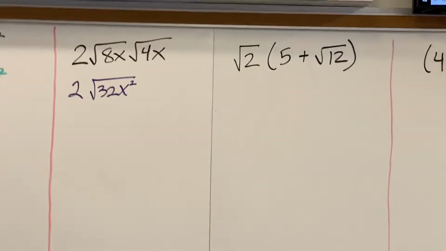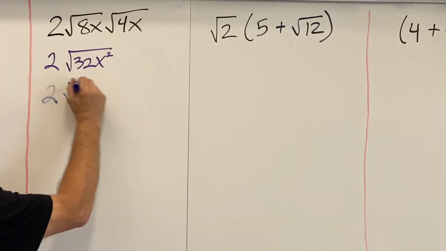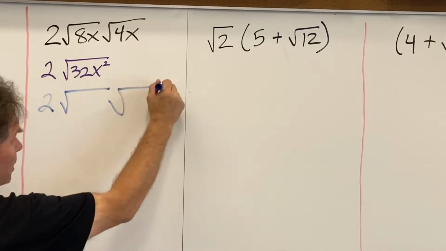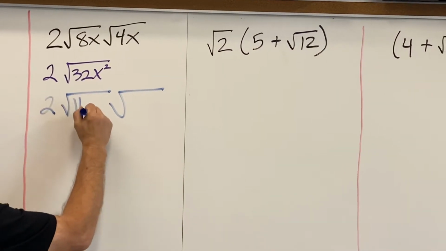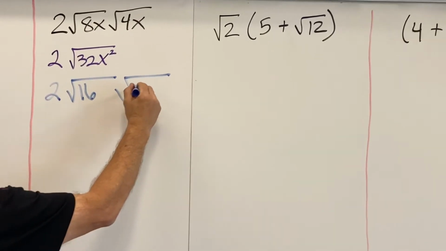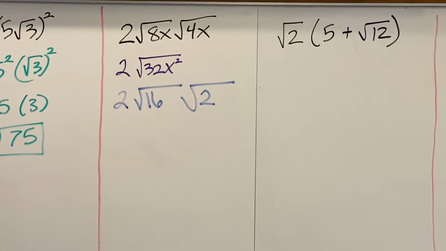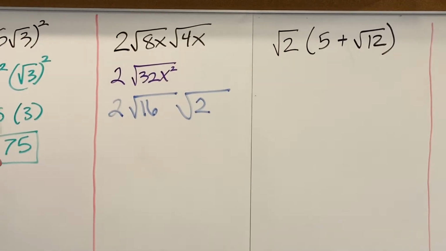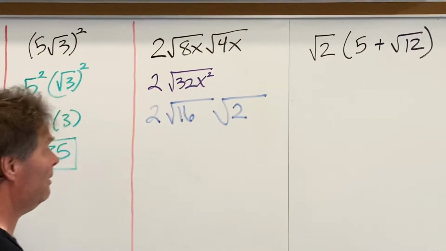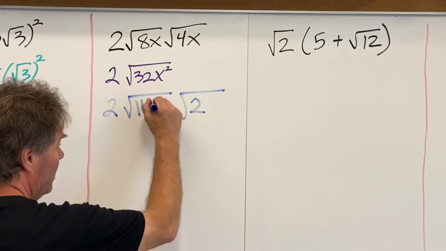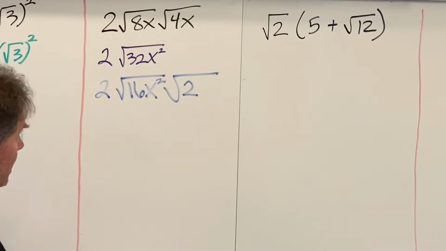Okay. Now, what does that mean? Well, we go 2 times root pretty, root ugly. What's pretty about 32? 16. What's ugly? 2. Okay, great. What's pretty about x squared? Kind of like me. Ain't nothing ugly about it, right? It's all pretty.